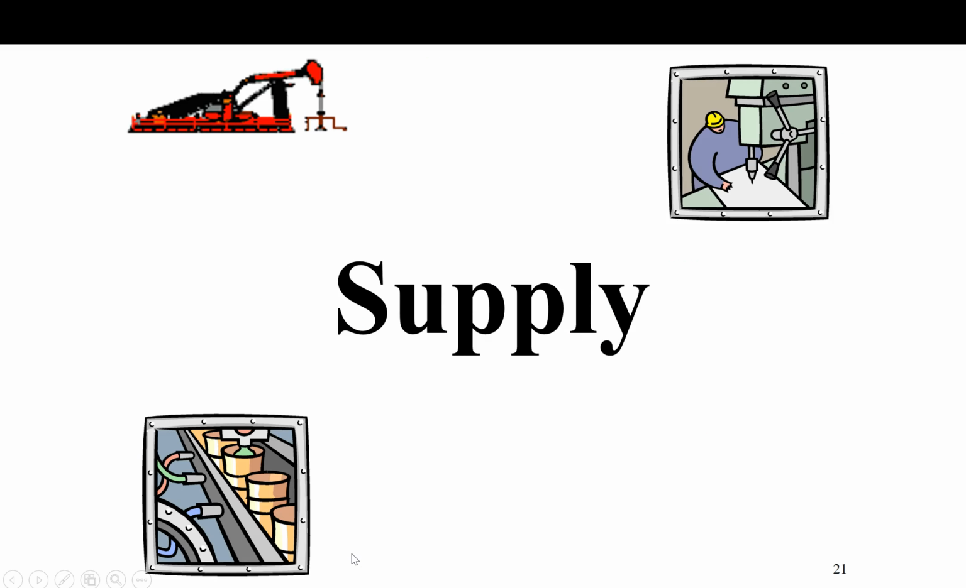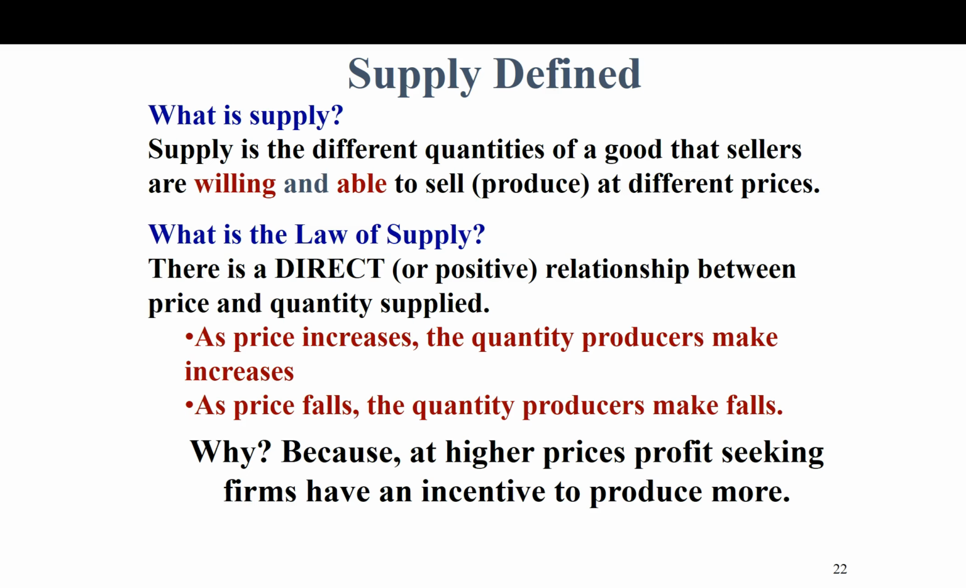On the supply side, we see a lot of the same basic concepts in graphing. So let's start by defining supply. Supply is the quantities of goods that a seller is willing and able to sell, similar to demand. Willing and able are the key words here. They must have both willingness and ability to bring them to market.